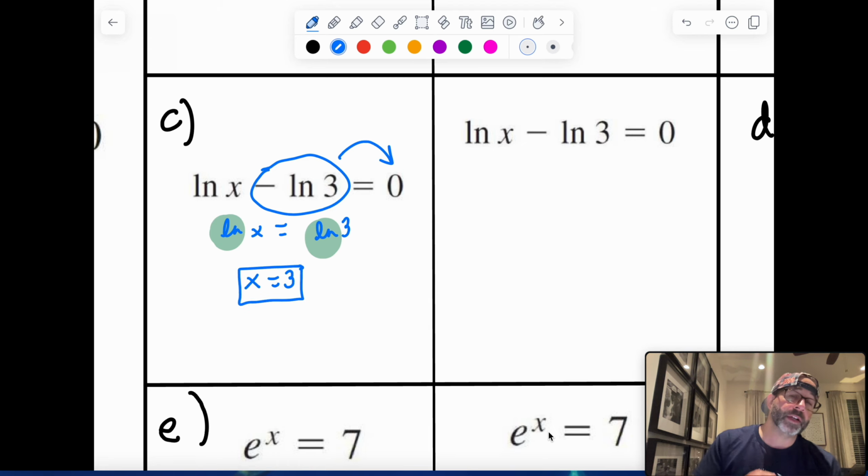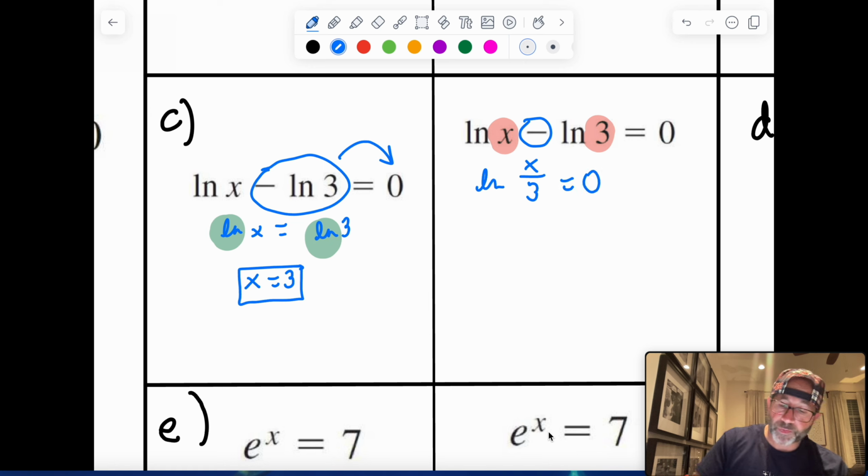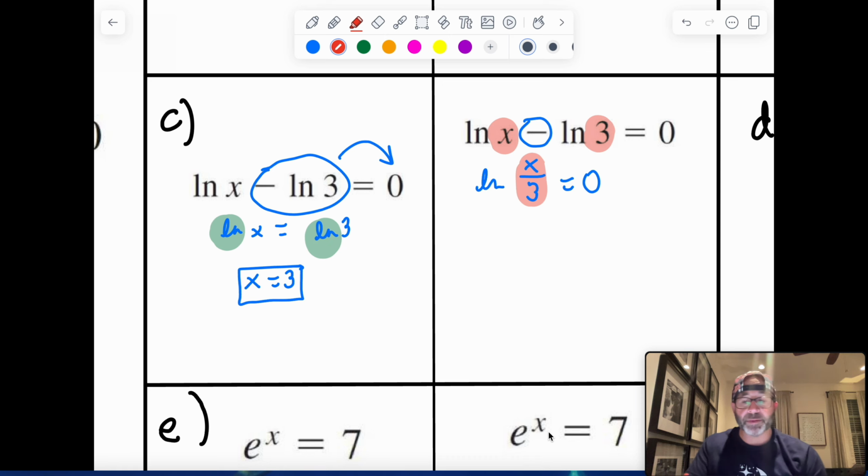And if we go ahead and try to do the other route where we don't recognize it's a one-to-one, we're going to go ahead and put these together. That minus will go ahead and turn into a division with the x and the 3. So we're going to have natural log of x over 3 is going to equal 0. And again, that x over 3 comes from the x and the 3 on the top there.